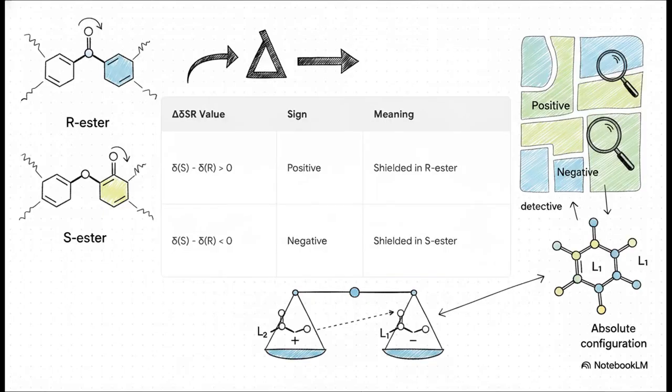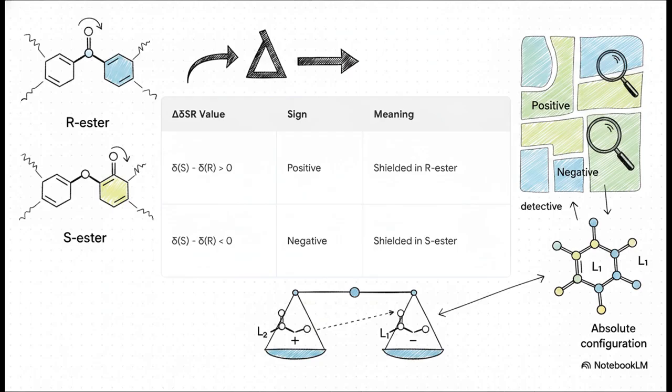The math basically finishes the detective work for us. We subtract the chemical shifts of the R ester from the S ester and look at the sign of our delta SR value. Is it positive? That means the protons were heavily shielded in the R ester, so they sit at the L2 position. Negative? Shielded in the S ester, placing them at L1. By mapping out those positive and negative values, we can draw out the exact 3D absolute configuration.